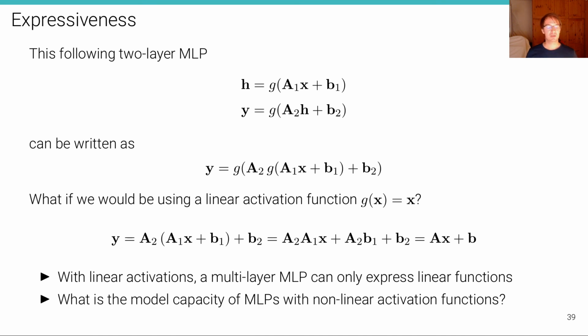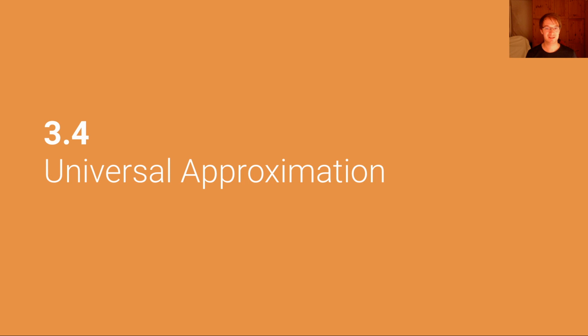So what is the model capacity of MLPs with nonlinear activation functions actually? This is the more interesting question, right? If we're having these nonlinear activation functions, so is it better to build deeper networks? Is it better to build wider networks? How deep do we need to go in order to express arbitrarily complex functions, for instance? This is what we're going to discuss in the next unit.